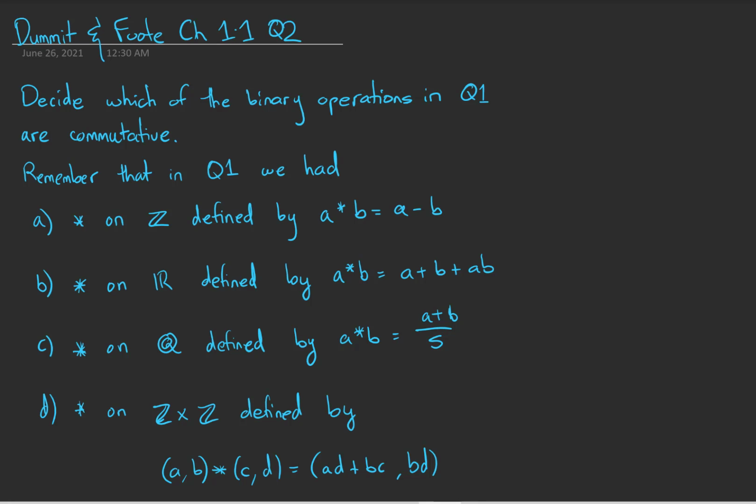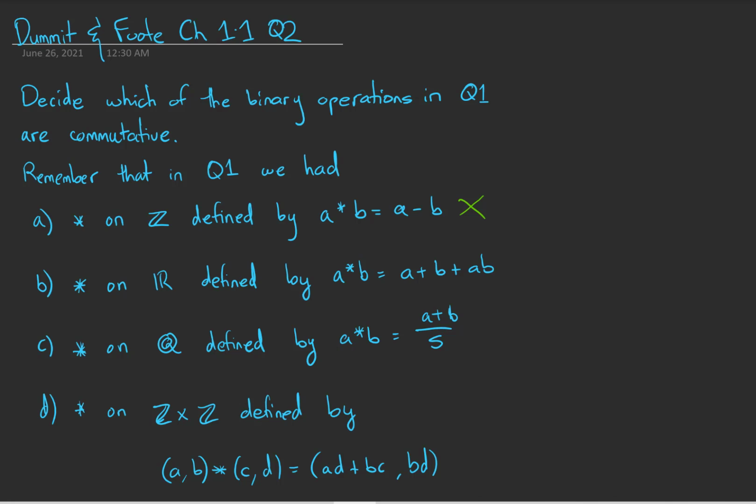Dummit and Foote, Chapter 1.1, Question 2. We want to decide which of the following binary operations are commutative, where we're just thinking about the 5 binary operations that were given in question 1 of this section. So, clearly, in part A, subtraction is not commutative, so that's not commutative.